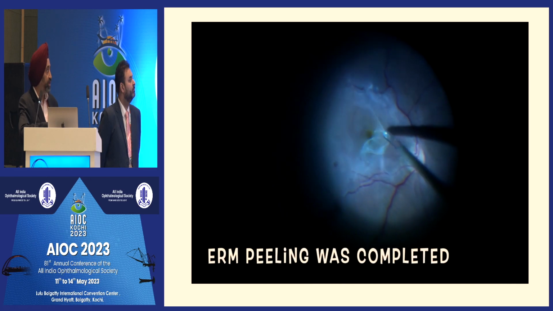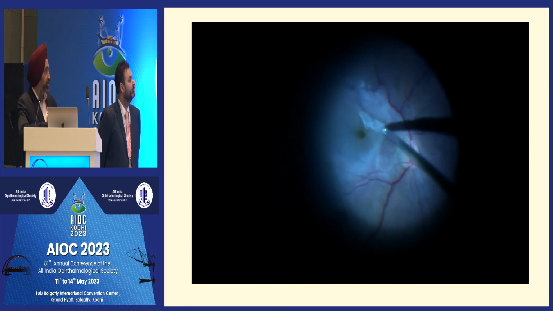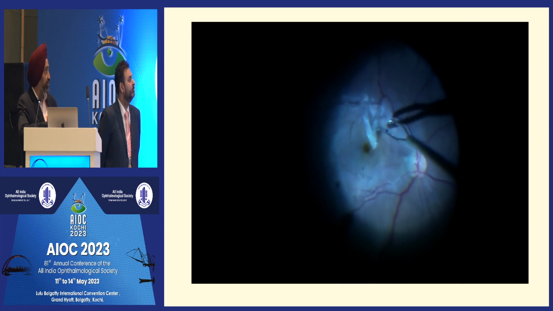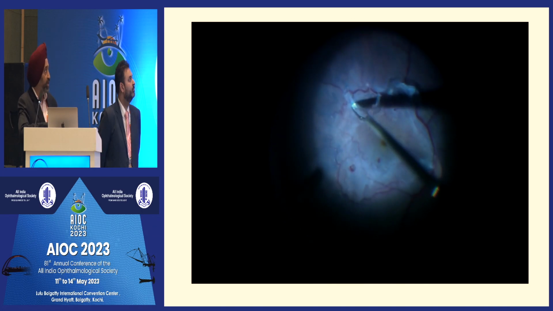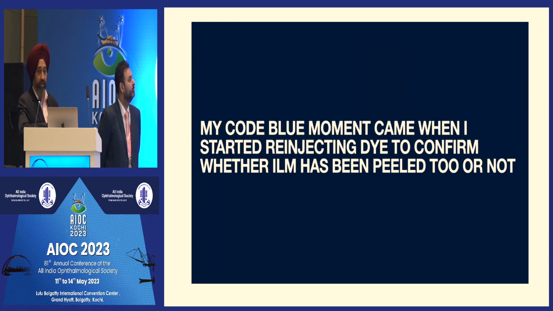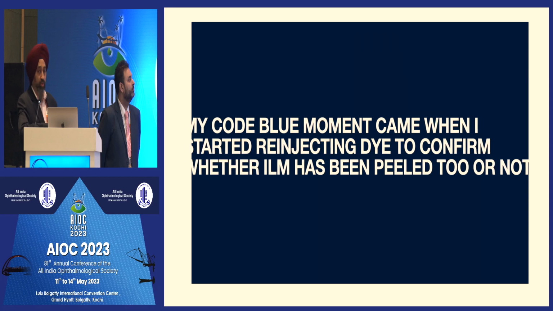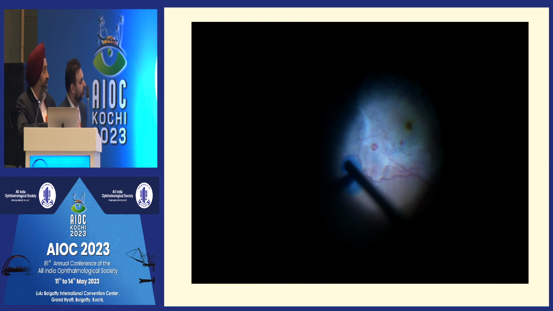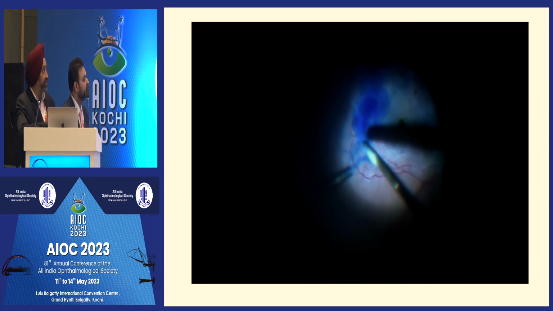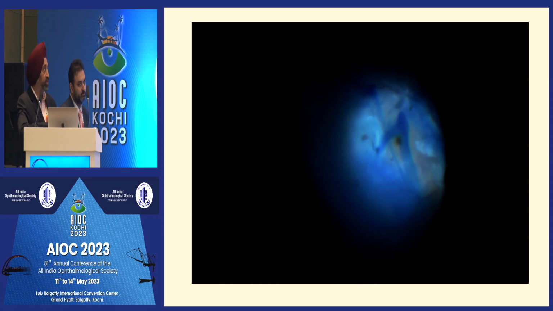I was trying to peel the ERM in the same case, and once I had done that, because most of the time with the ERM we know that the ILM comes out, but sometimes we do try to put in some dye there. So this is what I'm going to do, put a dye. But again, in the flow, the dye was given to me, and I shot this dye into the eye. The tip was not there, so I didn't realize that.